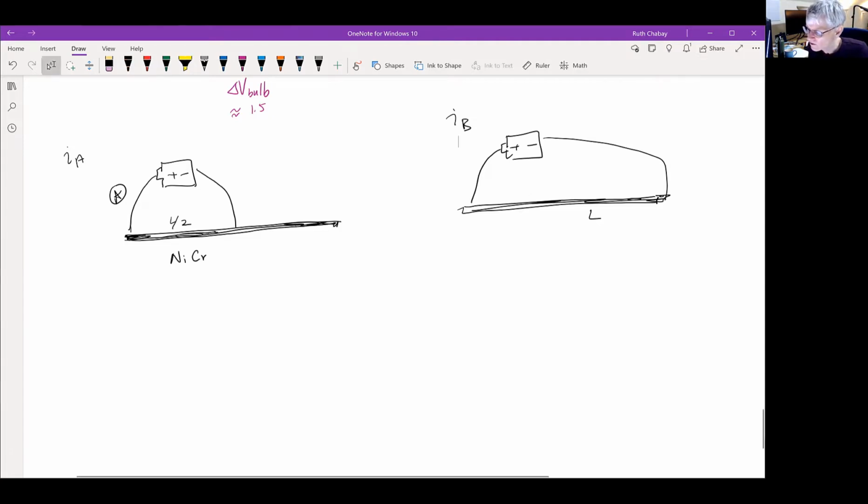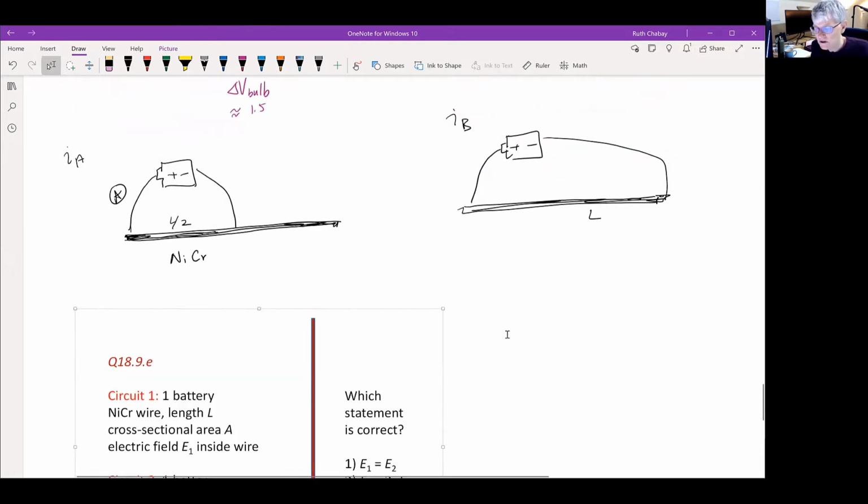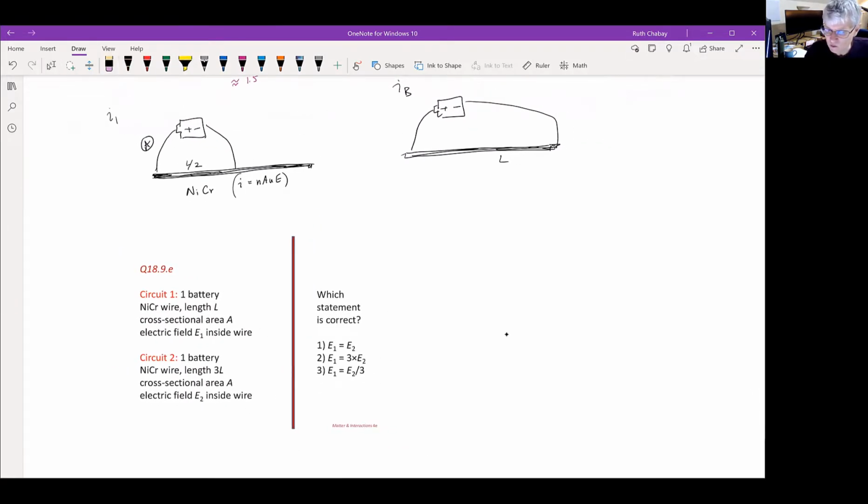So let's see what your guess might be. Since the current is going to be determined by the magnitude of the electric field in this wire, remember that I equals NAuE here. Which statement is going to be correct about these circuits? They're called 1 and 2. So which of these statements about these circuits is going to be correct?